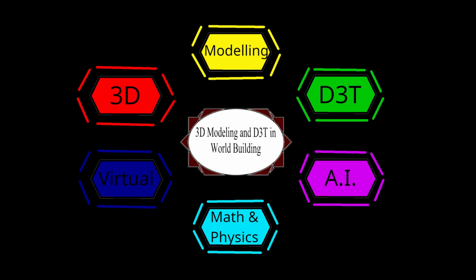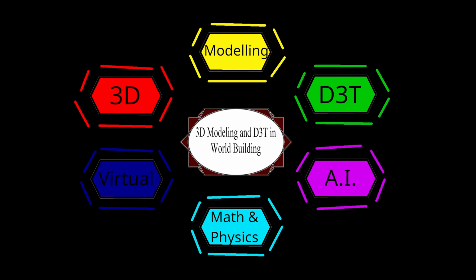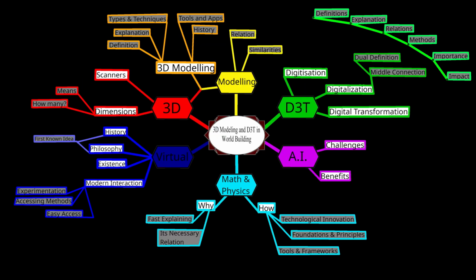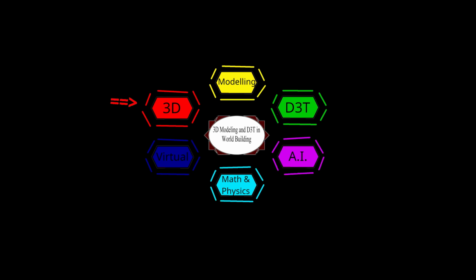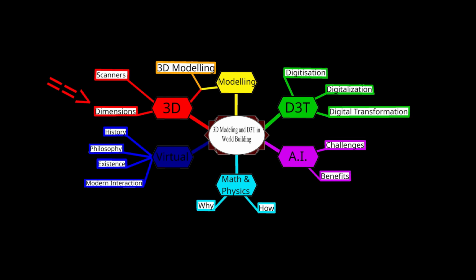So this topic is divided into 6 categories, and each and every one of these categories is divided into subcategories to explain them more in detail. Now, what is a dimension? Let's start with the dimensions first.